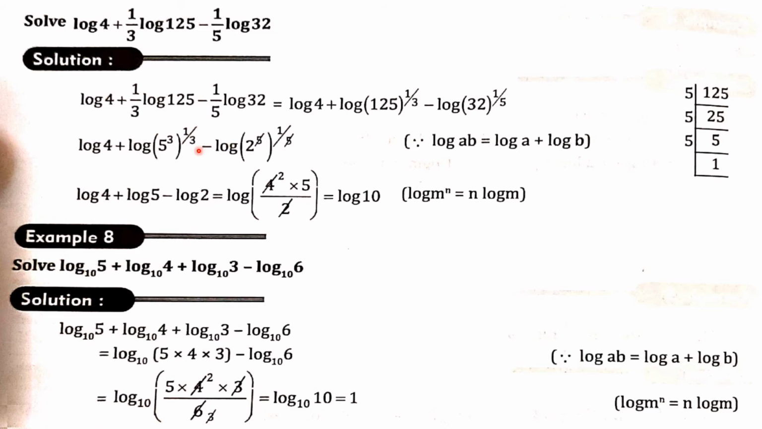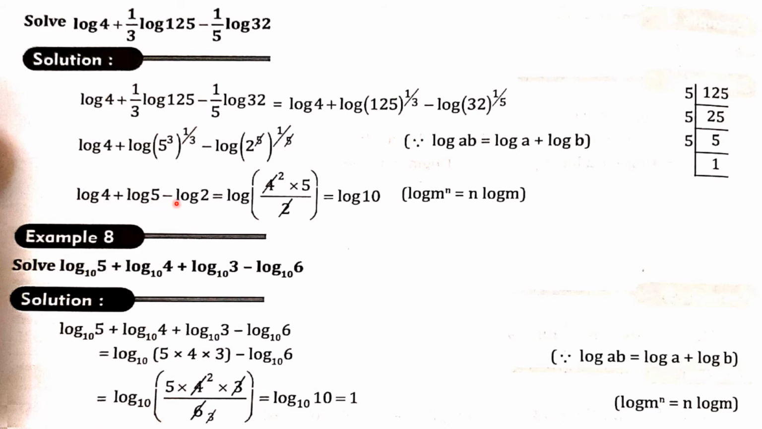So here once again for 125, you have 1 by 3. According to that, find out the powers. 5 cube is 125, so in this step 3 and 3 will get cancelled, 5 and 5 will get cancelled. So in the next step it is log 4 plus log 5 minus log 2.